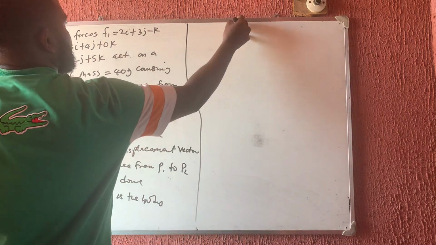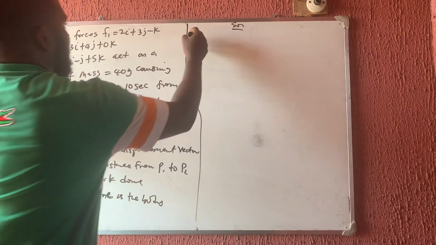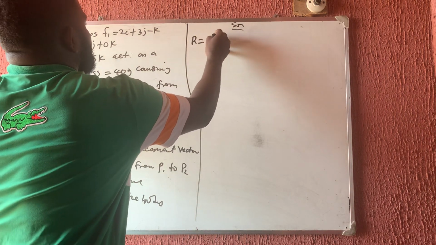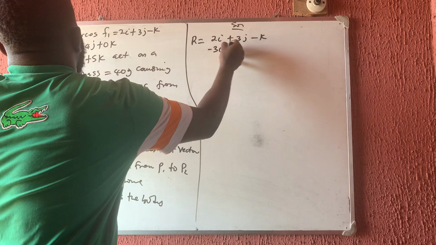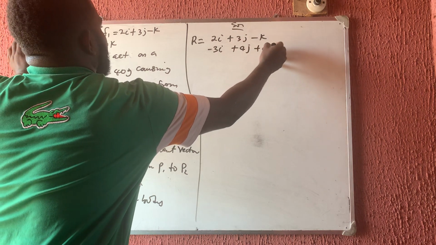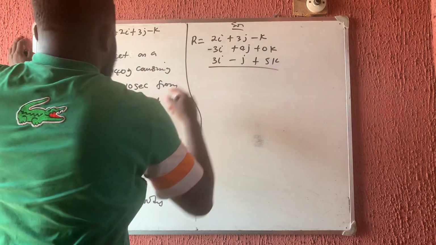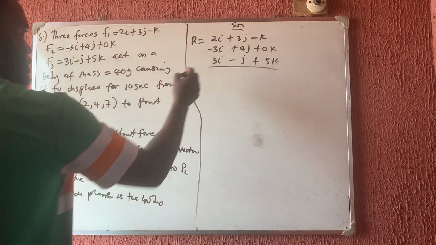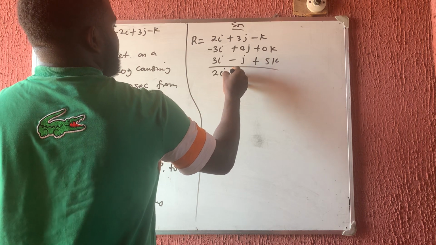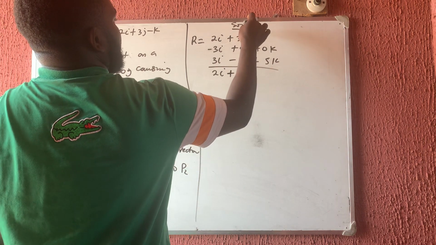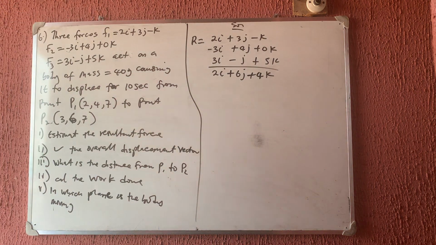Okay, solution. This is very, very simple. Now, the first one said we should calculate the resultant force. The resultant just means to add them up. So the resultant force is equal to 2i plus 3j minus k, and then minus 3i plus 4j plus 0k, and then you have 3i minus j plus 5k. So add it the way you are seeing it. 2 minus 3 plus 3, so I have 2i here. This is 7, 7 minus 1 is 6, so I'm having plus 6j. Minus 1 plus this will give you plus 4k. Okay? So that is that for the resultant.